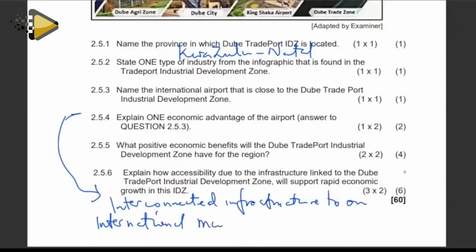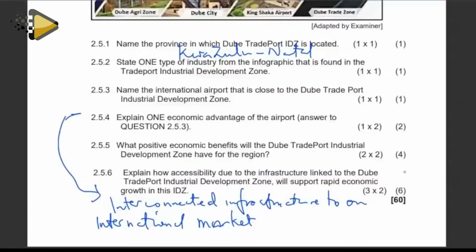For the reason that there's an airport close by, it means industries in that Tradeport industrial development zone can easily compete with other industries from abroad. They can sell their products to the international market because of the accessibility to the airport. So it has brought an interconnectedness of infrastructure that is going to facilitate exportation on the international market. And ultimately, those industries can compete on the international market because they can easily access the airport and sell their products on an international scale.